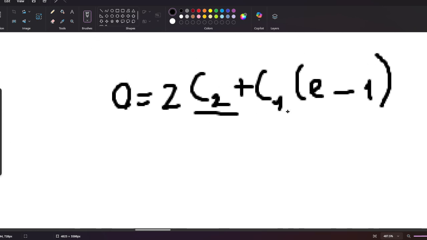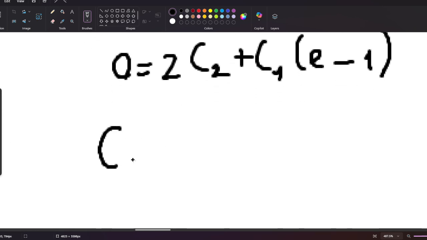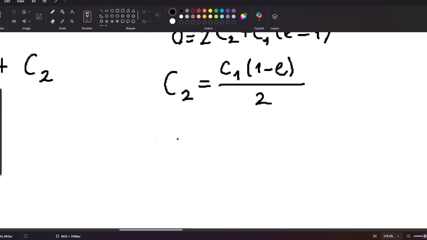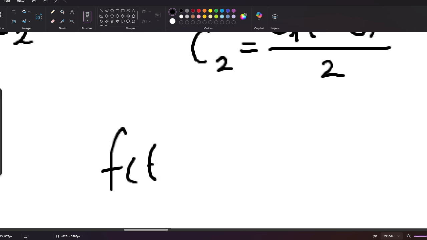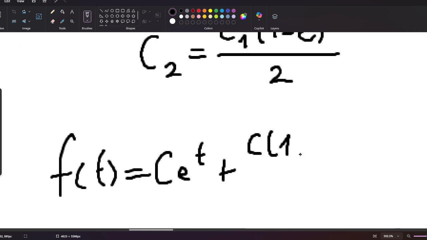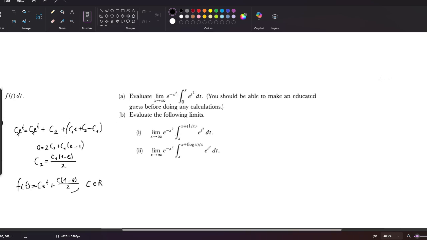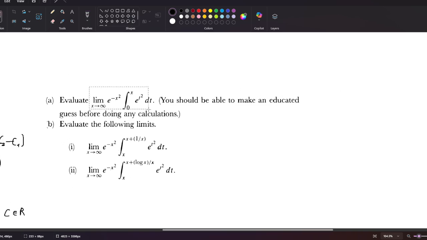Now let's express c2 in terms of c1. We're going to have c2 equals c1 times (1 minus e) over 2. So the function is going to be equal to c times e to the power of t plus c times (1 minus e) over 2, and c is some real number. Cool. Let's continue. We have to evaluate these three limits.